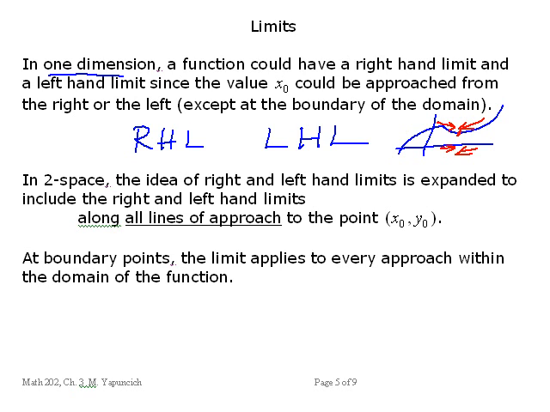When you get to two-space for the domains, when you get to functions of several variables, the idea of right and left hand limits really becomes something almost intangible. You have to show that the limit along all lines of approach to the point are the same. Of course, at boundary points, you only have to consider every line as it approaches from inside the domain.